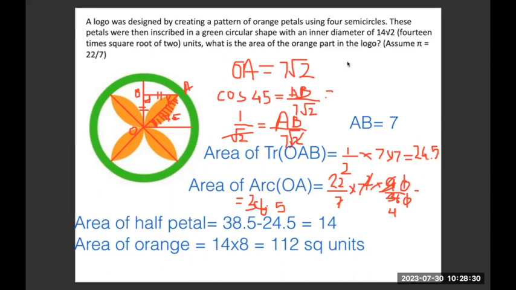Is there any doubts, any question in this? Would R be 7√2 in the area of arc?